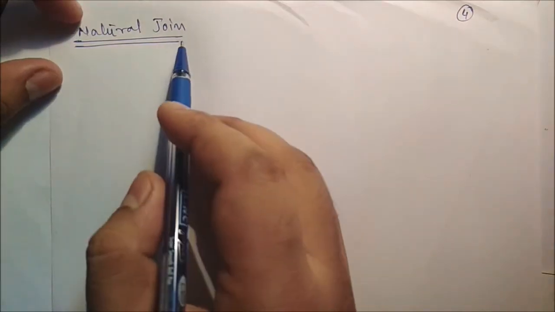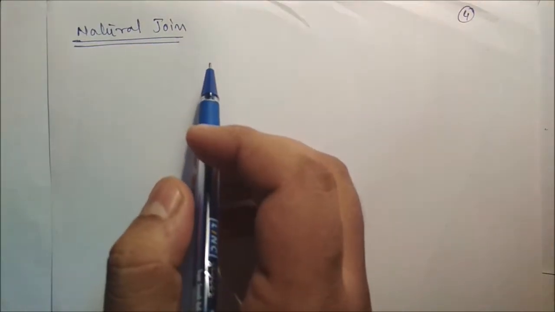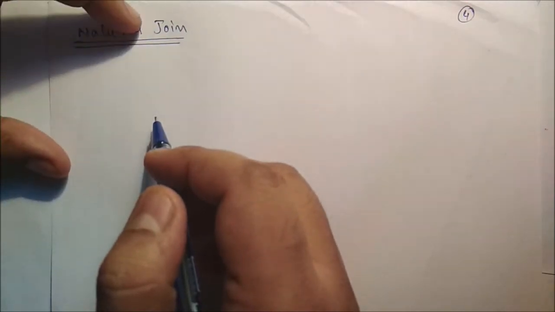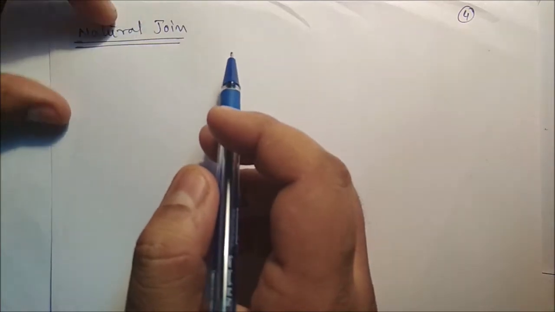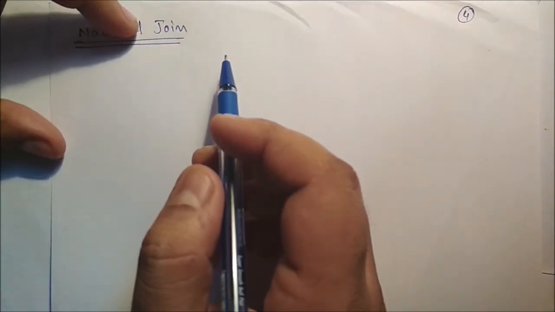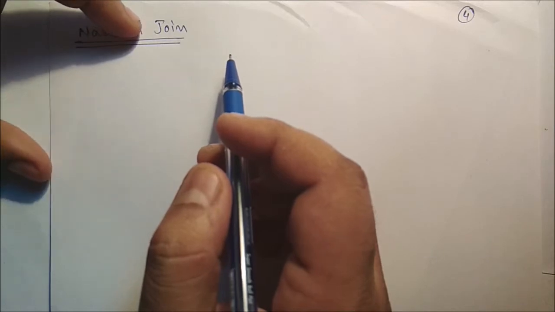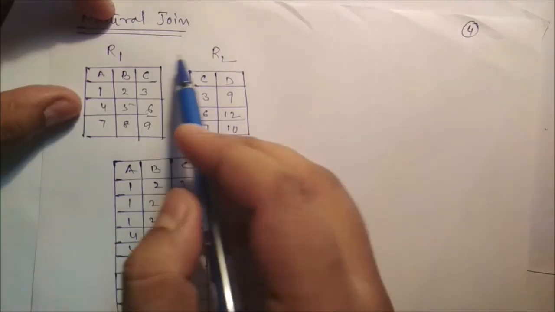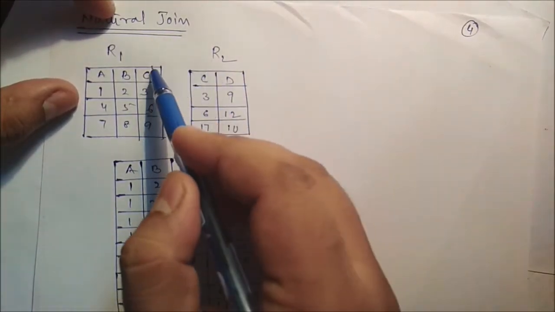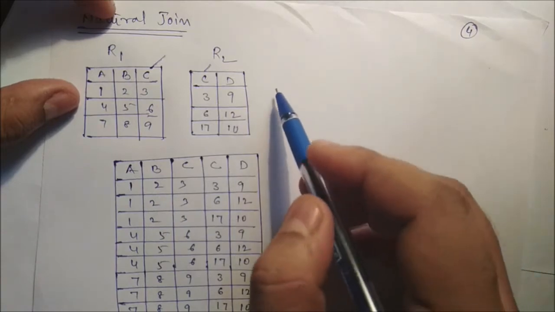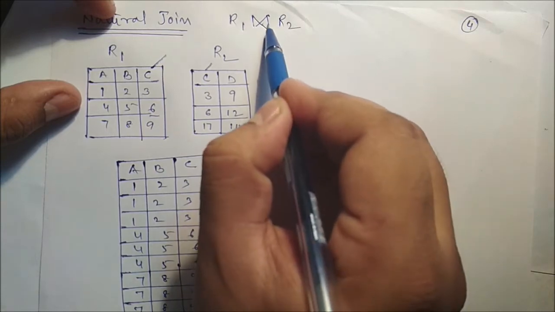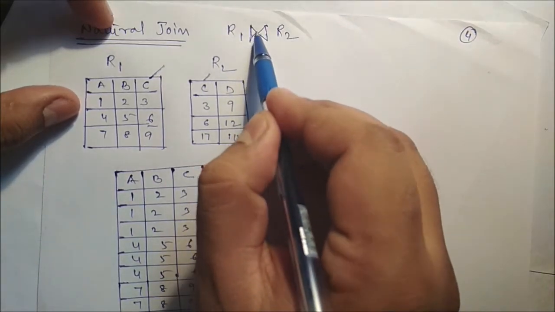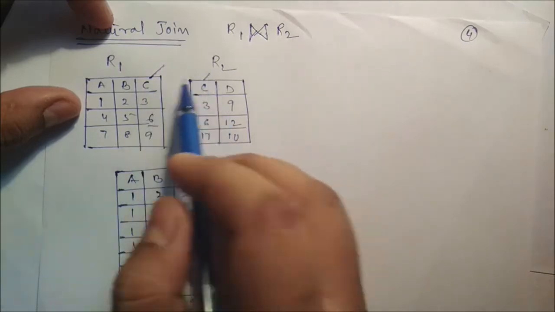Now the next join is natural join. This join is based on common attributes, and the duplicate attribute is removed. It works only on common columns and selects only pairs of rows that have the same values. If two tables R1 and R2 are there, it identifies the common column, so C and C. Natural join is R1 join R2. Here we are not mentioning any theta or condition, so it will automatically identify the common attributes and join.